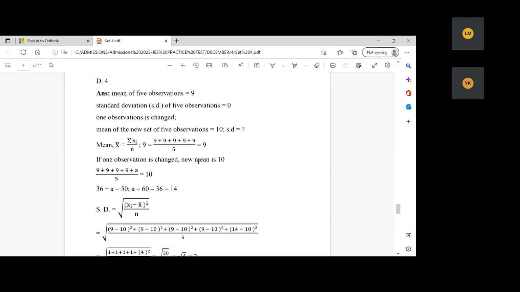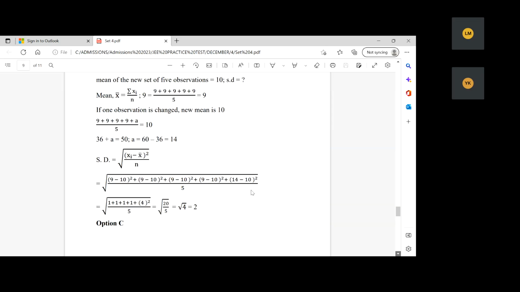Now I need to find out the new standard deviation. So I have the xi, I have the x bar value also. So this will be 9 minus 10 up to 14 minus 10 whole square. So what will be the term? This will be 4 square plus 4, that is 20. So root of 20 by 5 is root 4, which is 2, that is option C.